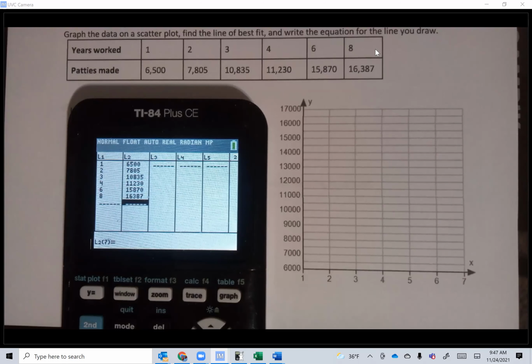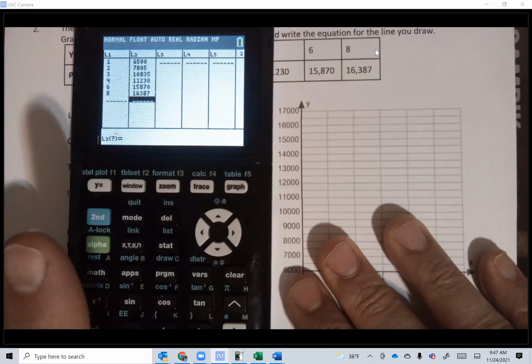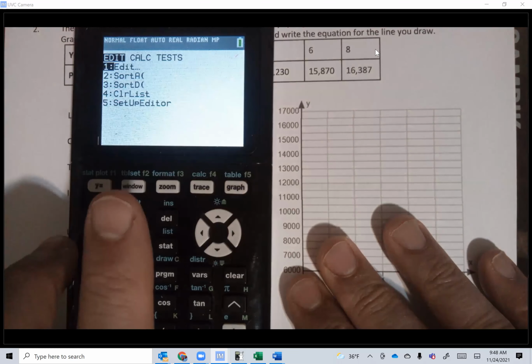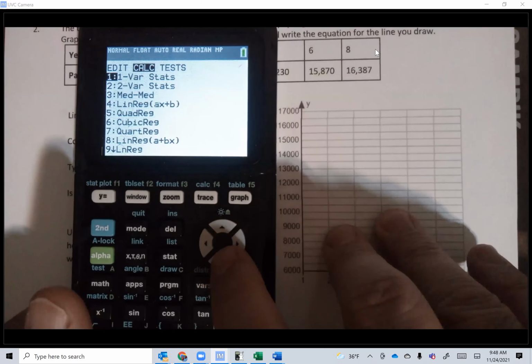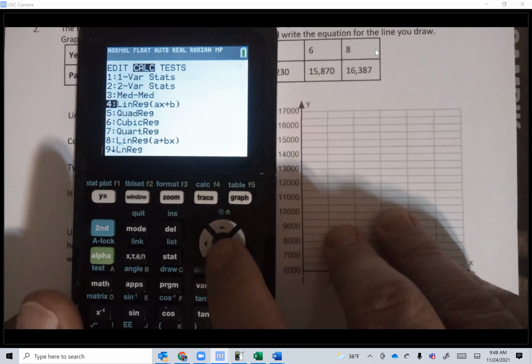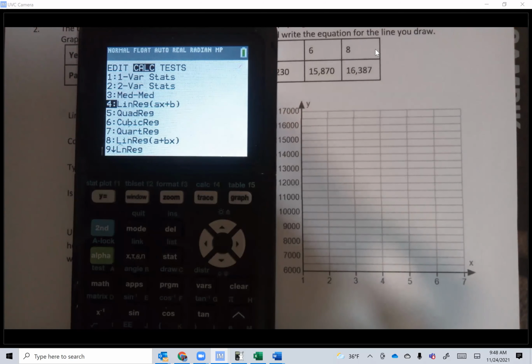So here's what I want from you guys. I want you to find the correlation coefficient R and text it to me privately. And to do R, here's what you do. You press on stat. Let me bring this closer. You press on stat. You select calc. And then you select number 4. And you should be able to see R.